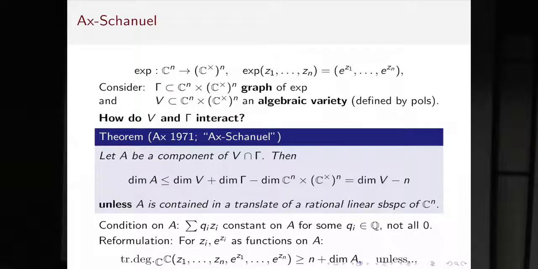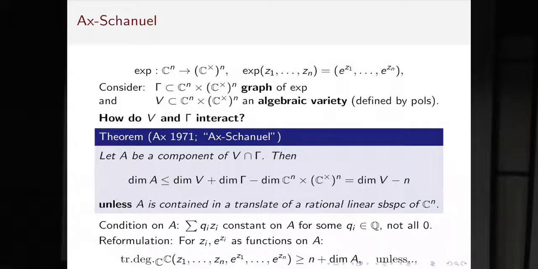And inside that space, we can also consider algebraic varieties, which are just zero sets of some polynomials with complex coefficients. And the question now is, how do V and gamma interact? How does the graph of exponentiation interact with algebraic subvarieties? This is governed to some extent by this Ax-Schanuel theorem, which I've written in this way. Usually you see this theorem written in the setting of differential algebra, differential fields, but I've preferred a more geometric formulation. The formulations are more or less equivalent.